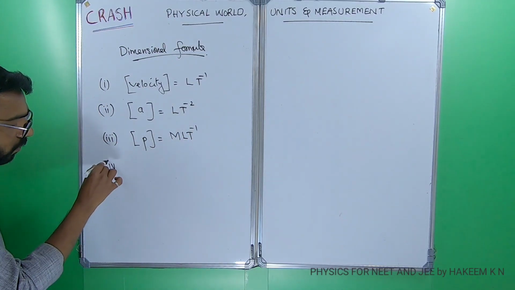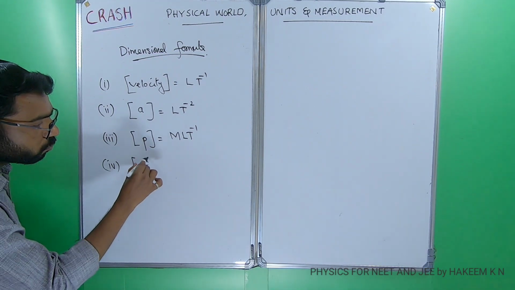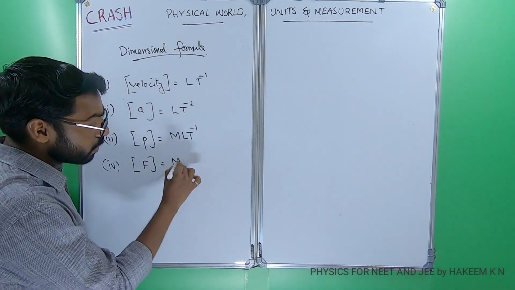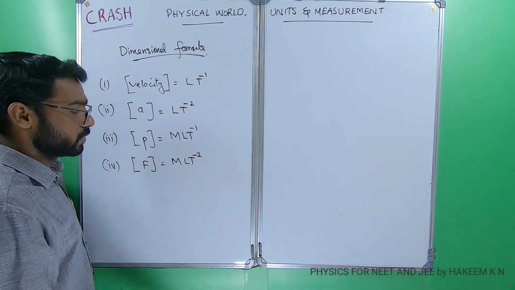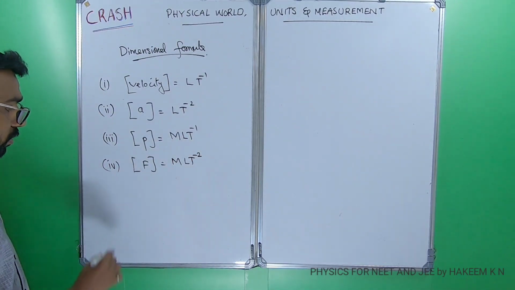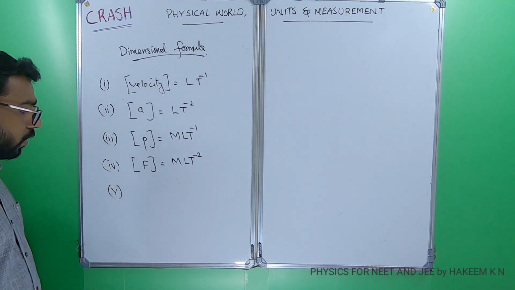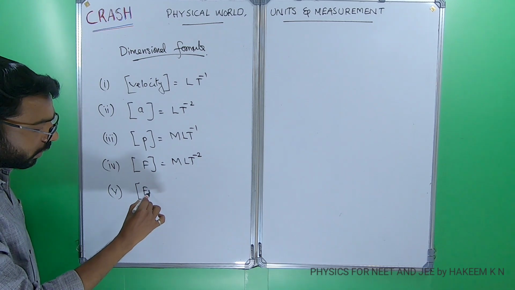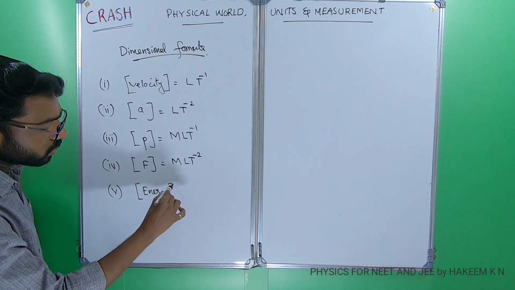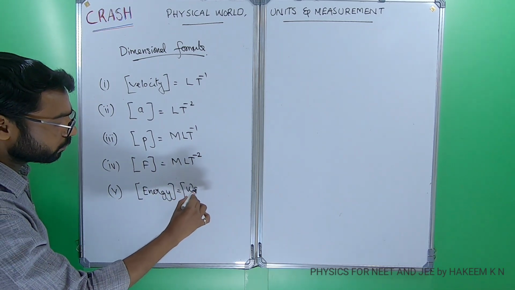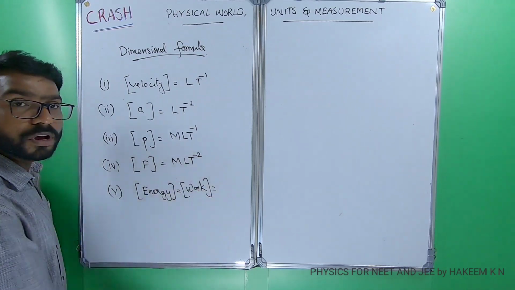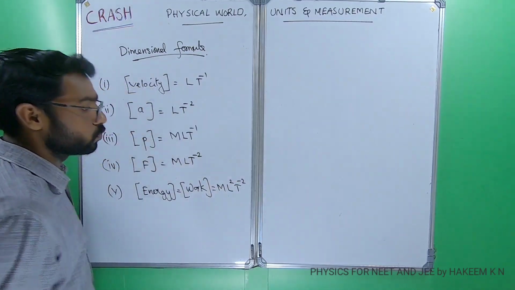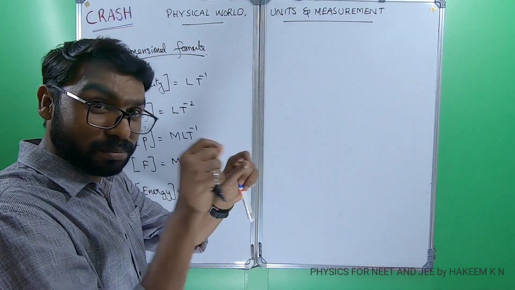And what is the dimensional formula of force? Force is mass into acceleration, mLT power minus 2. That is the dimensional formula of force. And next, what is the dimensional formula of energy, or work, or torque? All are the same, ML square T power minus 2, because torque is the simplest form.